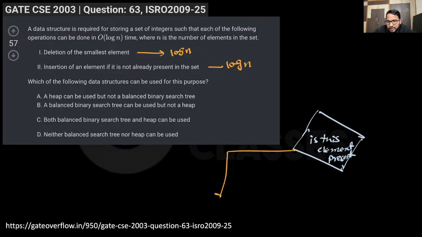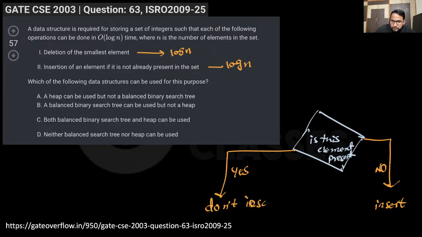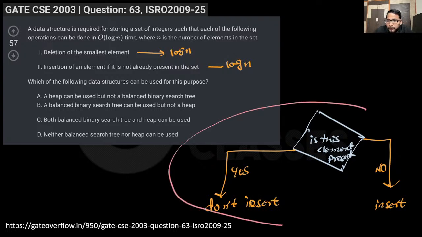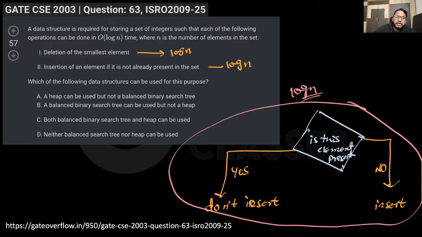If your answer is yes, if it is present, then you do not insert. If your answer is no, then you insert, right? So this complete task should be done in log n time. That's what they are saying: insertion of an element if it is not already present in the set, you should be doing in log n time, which means you should also be checking whether it is present or not.